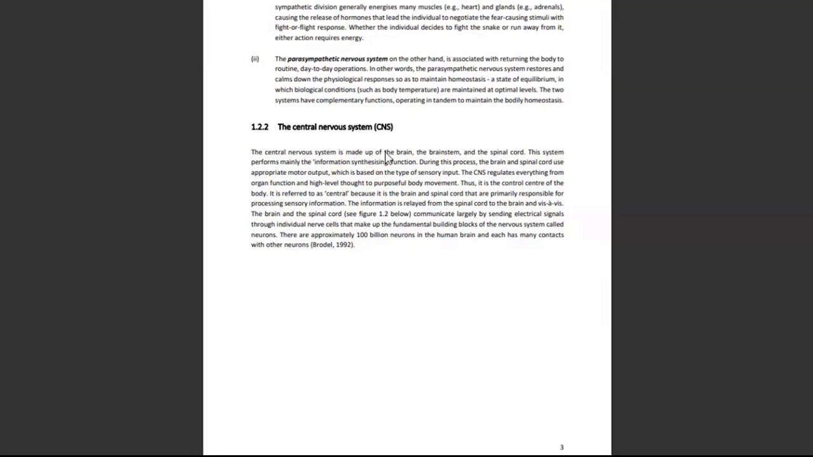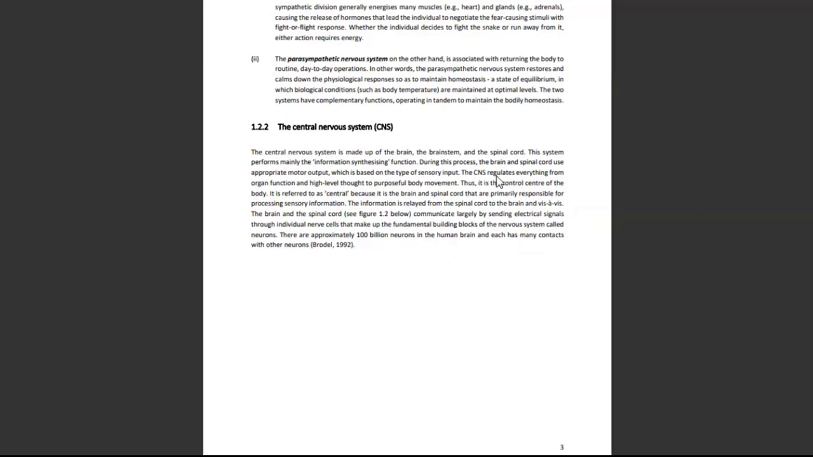The central nervous system is made up of the brain, spinal cord, and brainstem. Highlight that. The system performs mainly the information synthesizing function. During this process, the brain and spinal cord produce appropriate motor output. Remember motor output. I said you receive the information through your senses, sensory. It goes to the brain. From the brain, the motor neuron takes over and takes the information to where? For you to function. The same motor output is based on the type of sensory input.